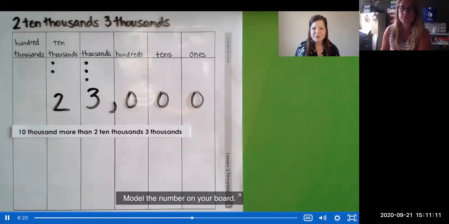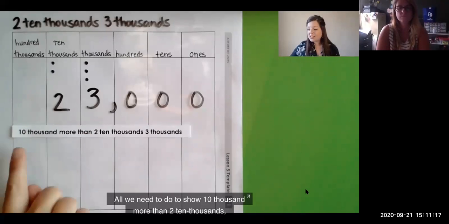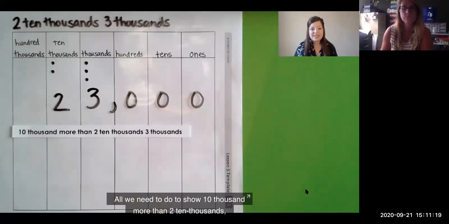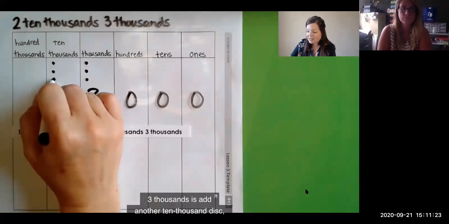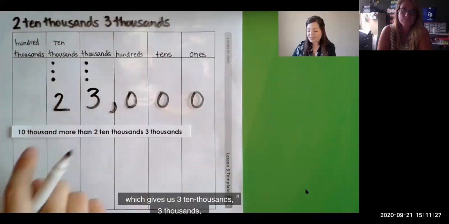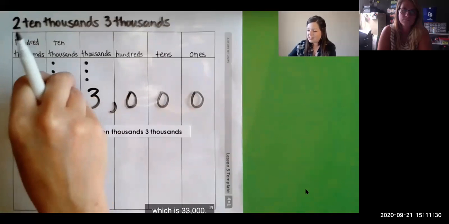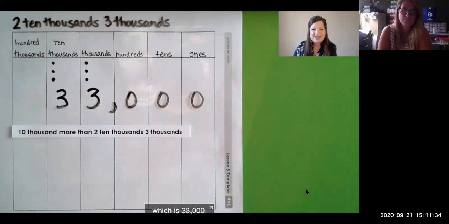Model the number on your board. All we need to do to show 10,000 more than 2 10,000s, 3,000s is add another 10,000s disc, which gives us 3 10,000s, 3,000s, which is 33,000.